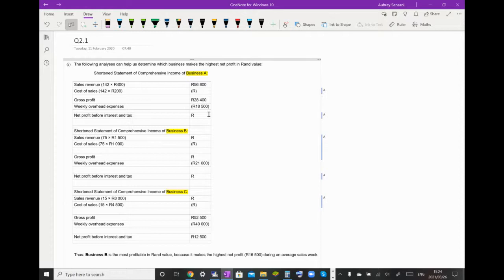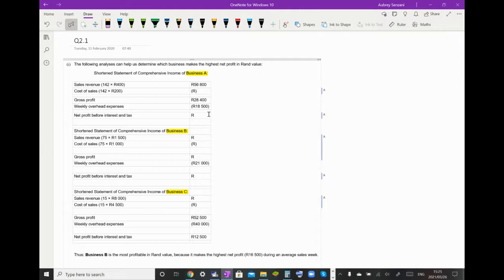So the next one they want us to do net profit. First part, they want us to do gross profit. Then the third part, they say which one of the three businesses has the highest net profit as a percentage of sales during a normal sales week. Highest net profit in Rand value. Okay, now that makes sense.